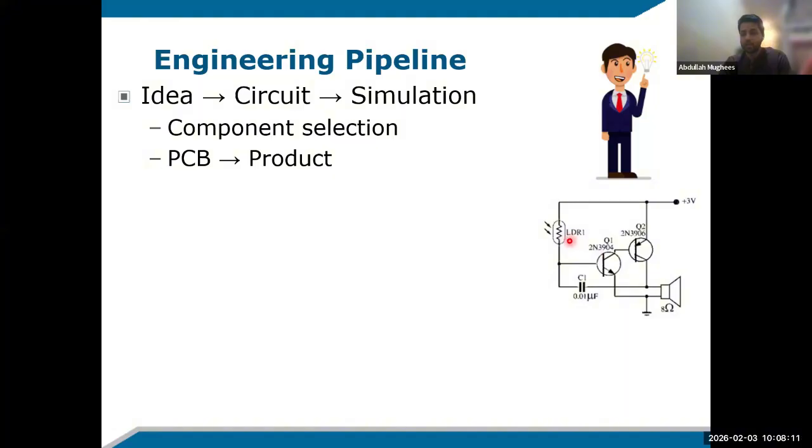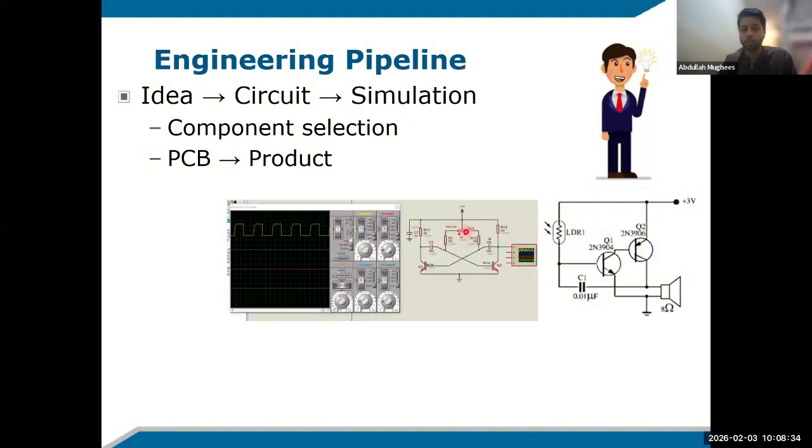Here we would attach an LDR, a light dependent resistor, which is a sensor to detect if there is absence of light or excess of light. So this is a light sensor, and then he would attach some basic components to make the circuit do what the idea suggested in the first place. Once the circuit is designed, he would go ahead and put that circuit in software and see the output. He would simulate it and see if it is going to work. Okay, so he designed the circuit and saw the output, and yes, it was working well.